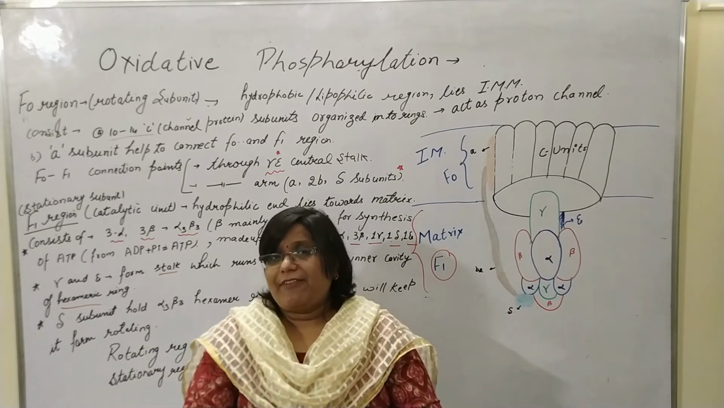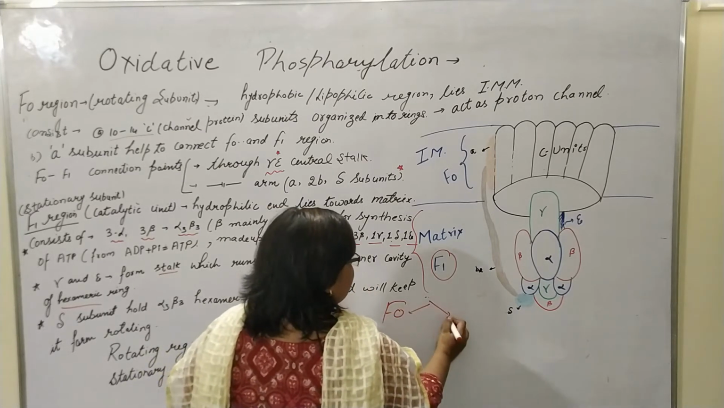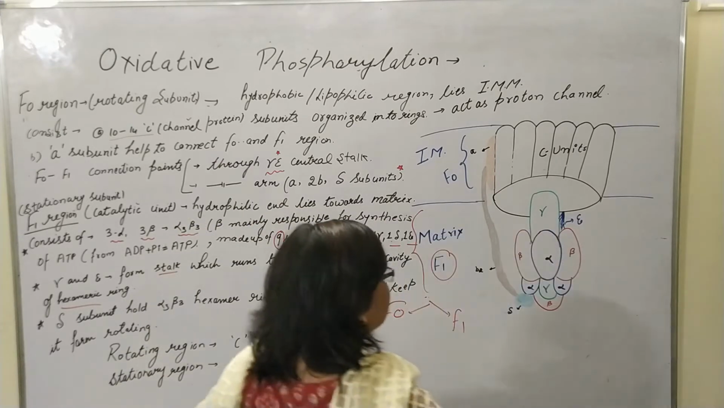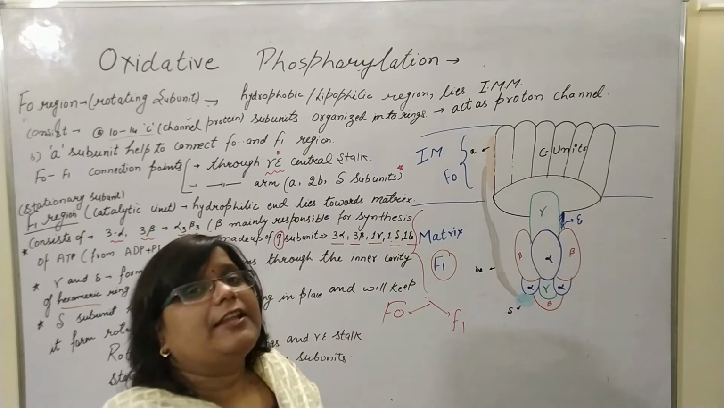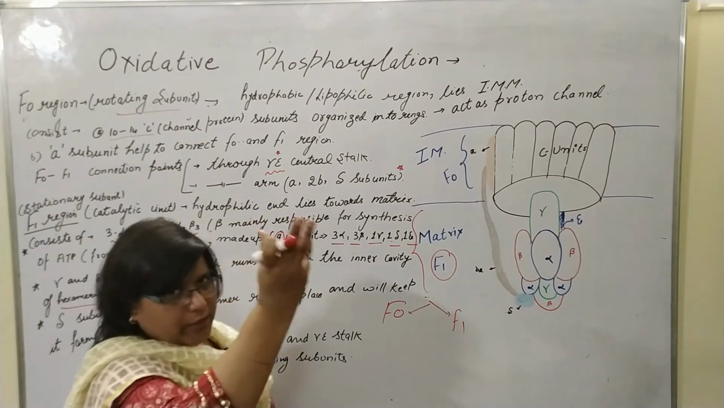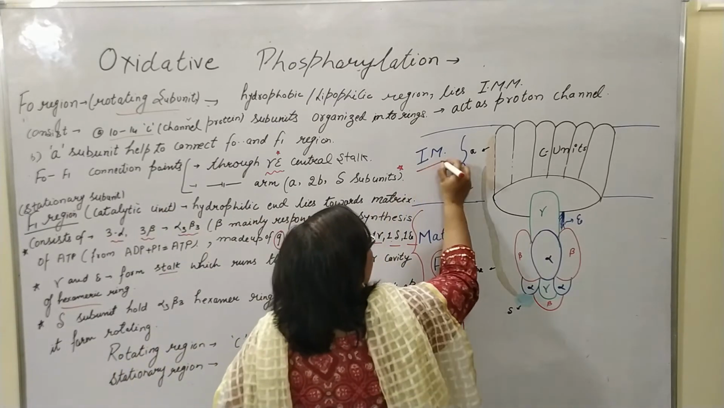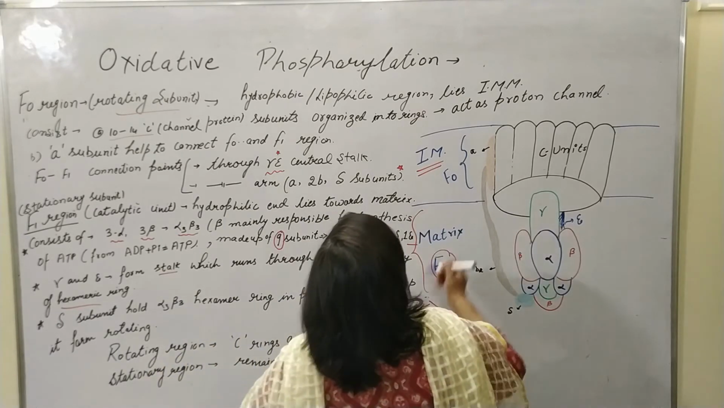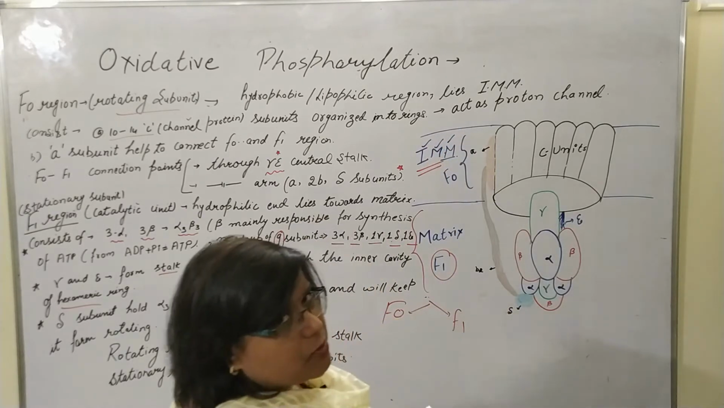Complex 5 has 2 subunits. One is the F0 subunit and the second is the F1 subunit. The F0 subunit is a rotating subunit, as we will see. It will rotate, and it is embedded in the inner mitochondrial membrane, IMM.